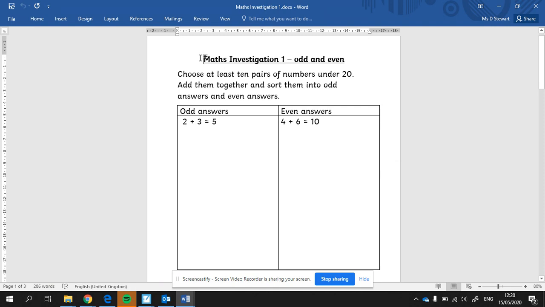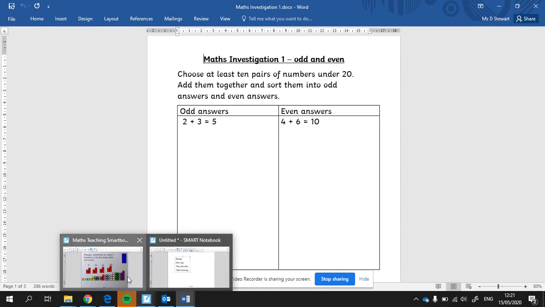So we've got here 3 maths investigations for you to choose from. Now I'm going to explain how to do them, and there will be another feedback video that goes through any of the answers and observations that you had. So this one says you need to choose at least 10 pairs of numbers that are under 20. So it could be 20 and 2, it could be 16 and 4, and you're going to add them together. You're going to sort your answers into whether they're odd or even.